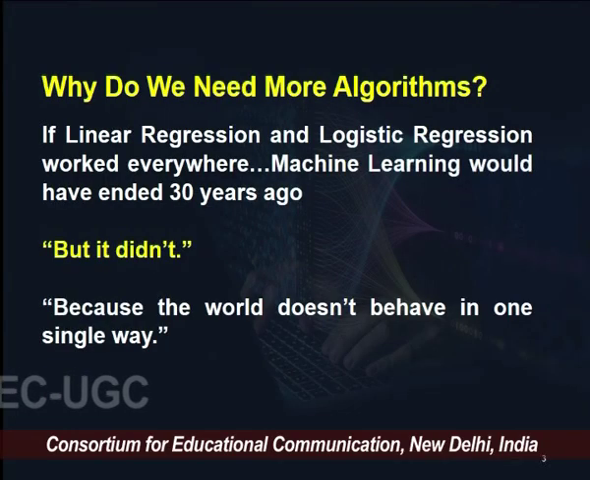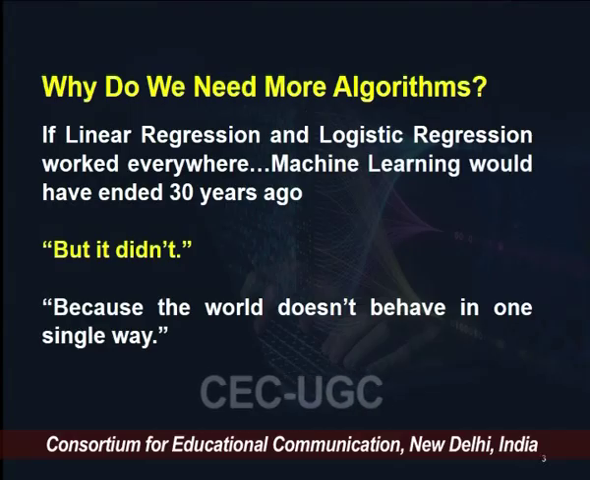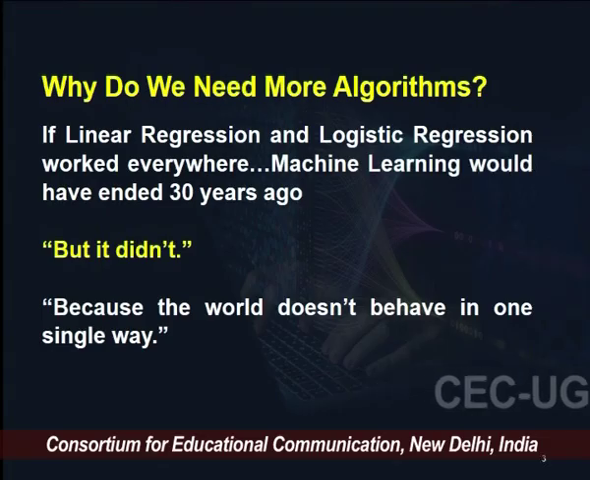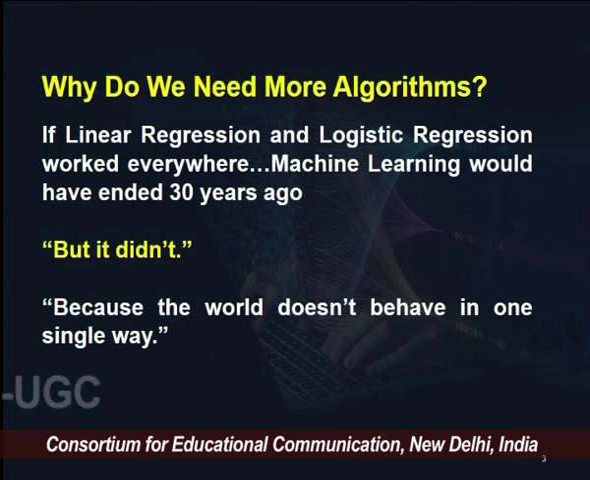To start with, why actually do we need more algorithms? It is an important question. So, if linear regression and logistic regression that we covered in the previous session worked everywhere, then obviously machine learning would have ended 30 years back, but it didn't, isn't it? Because the world doesn't behave in one single way, right?